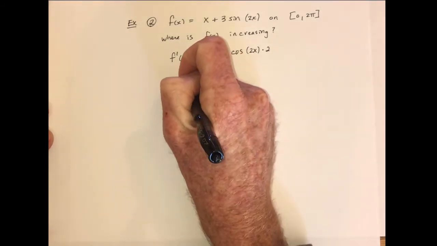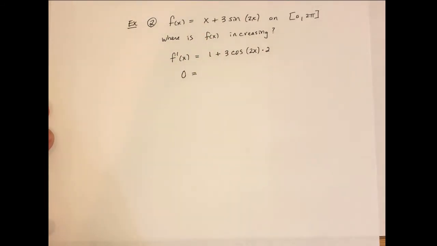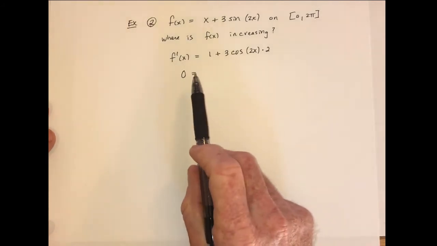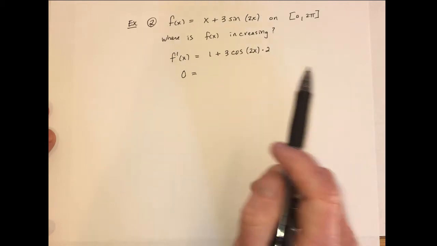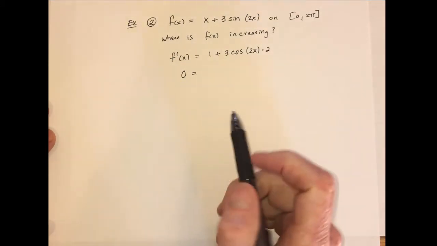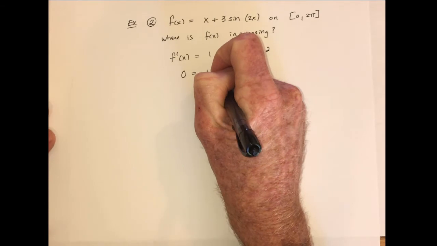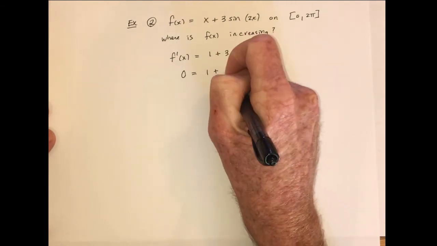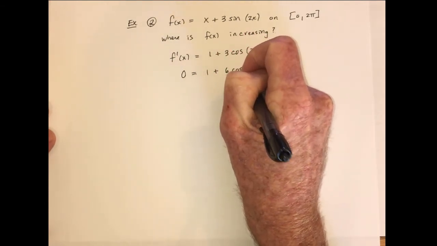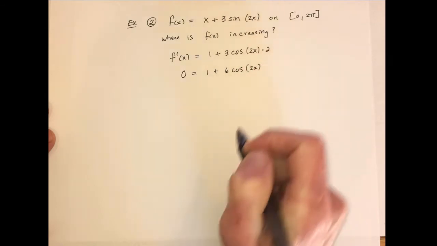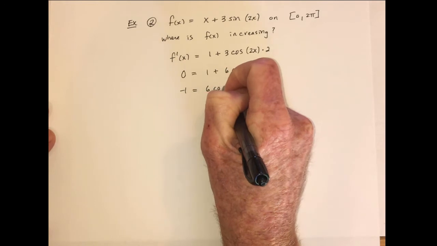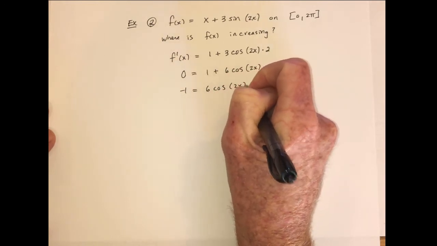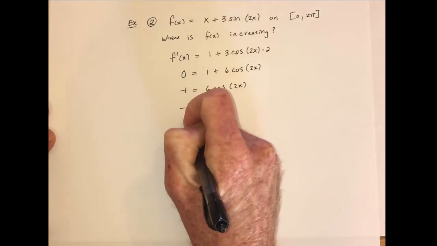And then set the derivative equal to 0. Now recall the critical values could also happen if the derivative is undefined, but cosine is never undefined, so that doesn't happen here. Derivative equals 0, yes, that can happen. And then I'll just put the 2 and the 3 together, that's going to be 6. And then subtract 1. Next, divide by 6.